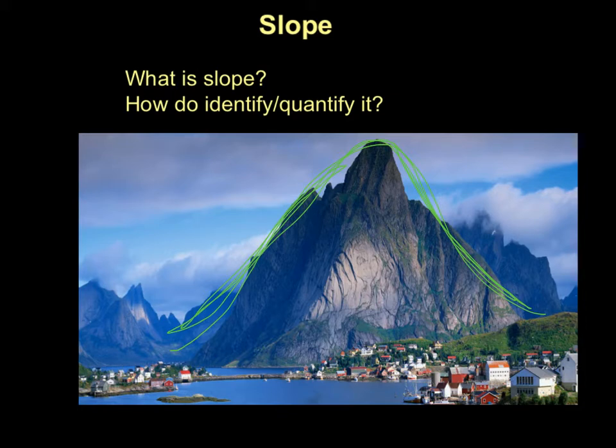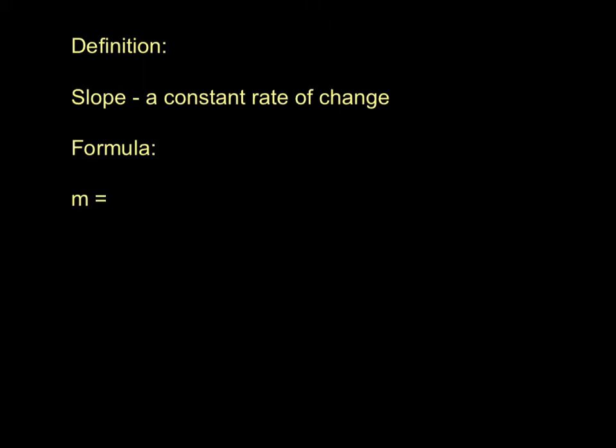From a graphical perspective, we're going to talk about slope in terms of steepness of a line. But know that that's only really one perspective on it. So let's get back into our definition. The definition of slope is going to be a constant rate of change. So go ahead and get this all into your notes. Slope is a constant rate of change.